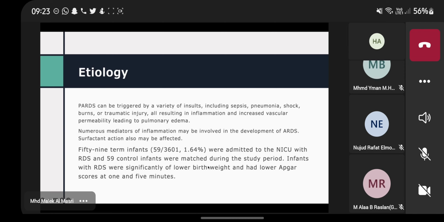Now, I took this line from one article in PubMed. It was a study conducted in Saudi Arabia about the effects of PARDS on neonates. It was the most related one I could find. It was just saying that between infants with PARDS and infants without it, the ones who had it had significantly lower birth weight and had lower APGAR scores at minutes 1 and 5 after birth. So it's a very crucial condition to try and identify and fix as soon as possible.